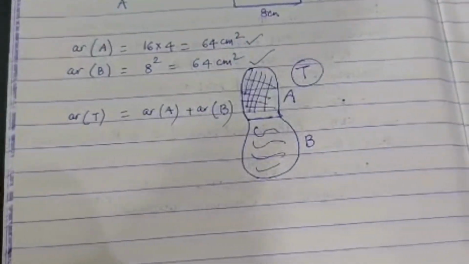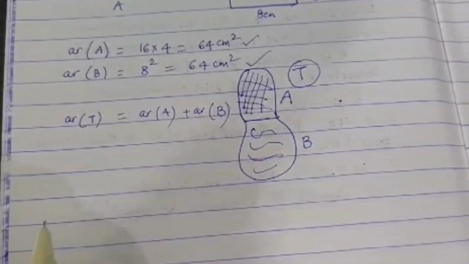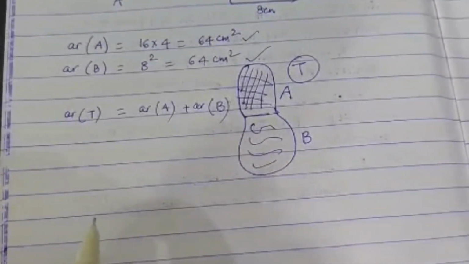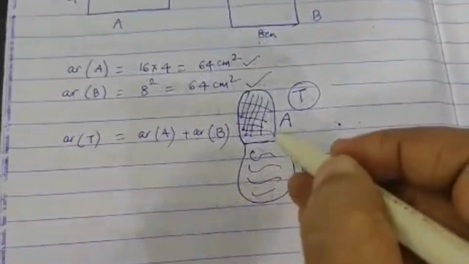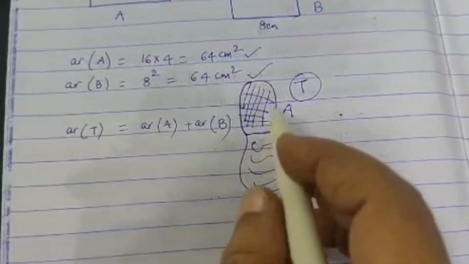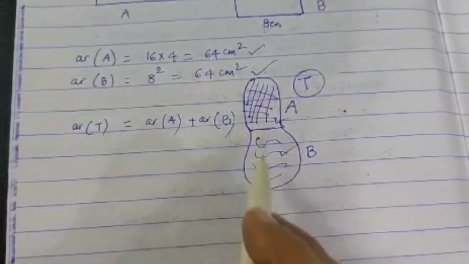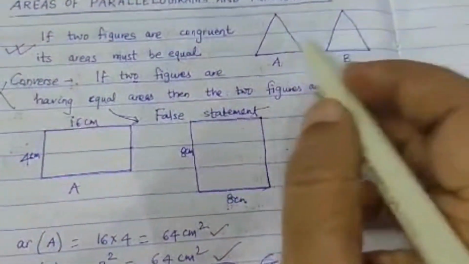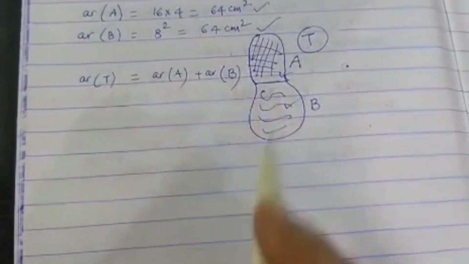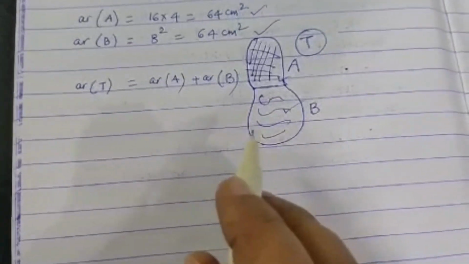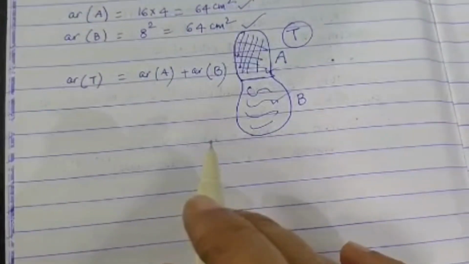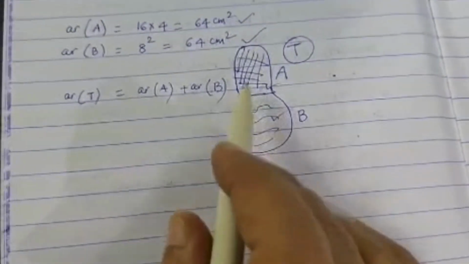We can simply write like this: area of figure T is equal to area of figure A plus area of figure B. Because these two figures are not congruent, we cannot write twice area A or twice area B. These are not congruent, these are different figures. Like in this figure, it is congruent, and this is not congruent. These two are not congruent. So basically, we have two scenarios: when the two areas are equal and when the two areas are not equal.